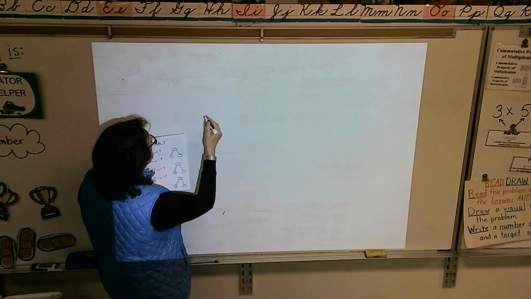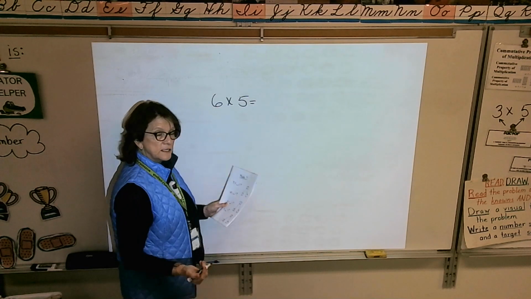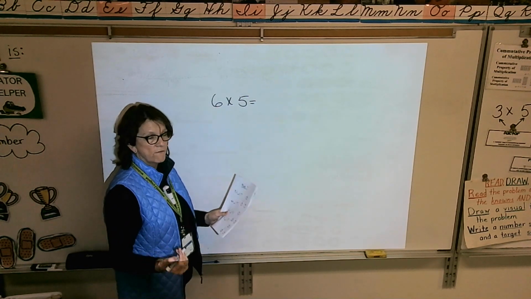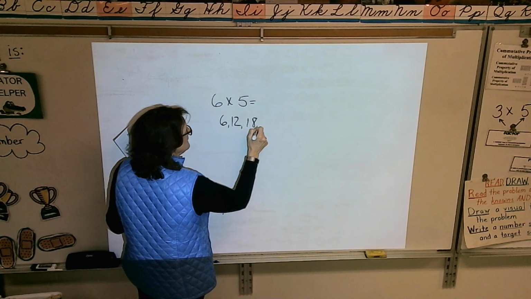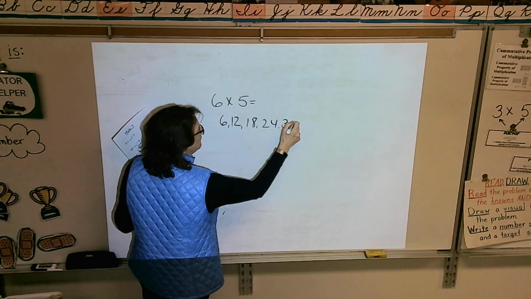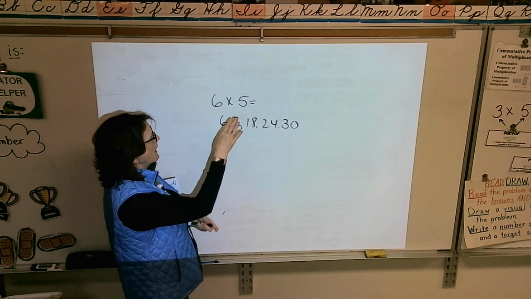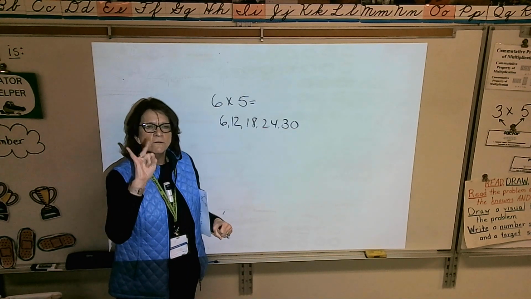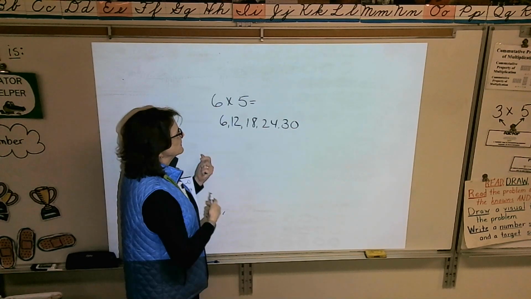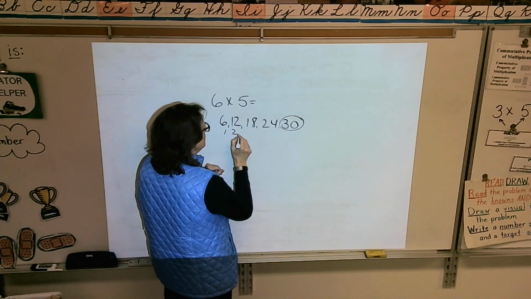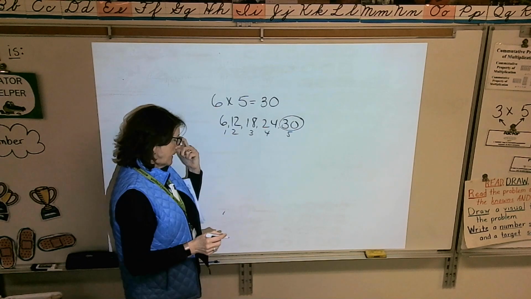So let's just say you have 6 times 5. How many 6s do you have to count? You have to count 5 6s. So it'd be 6, 12, 18, 24, 30. If you want to sing the song, you can do that and also use your fingers. So let's count 5 6s. 6, 12, 18, 24, 30. There you are. Your answer is 30. We counted 1, 2, 3, 4, 5 6s. Our answer is 30. All right?